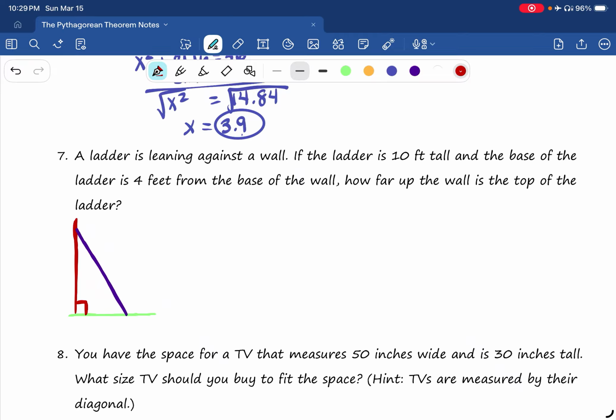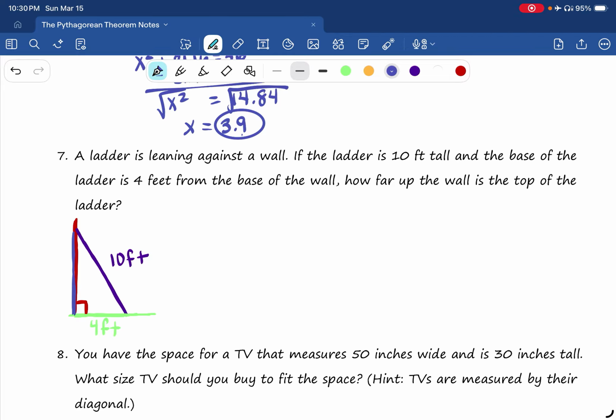And we know that the ladder, they tell us the ladder is 10 feet tall. And the base of the ladder down here is 4 feet from the base of the wall. So this piece right here is 4 feet. And they're asking us how far up the wall is the top of the ladder. So we want to know the distance from here to here. That's what we're looking for.